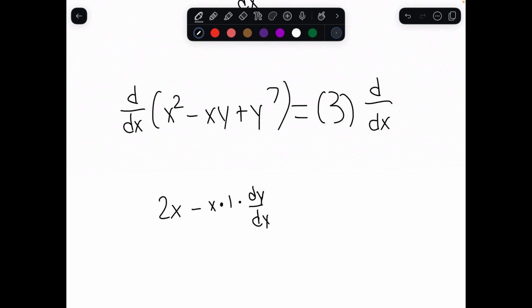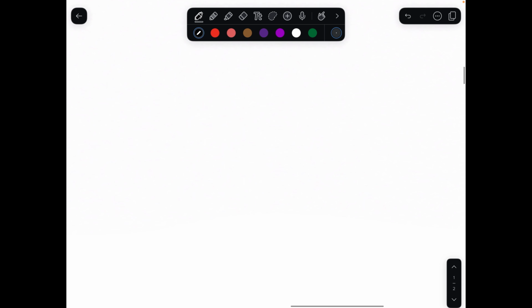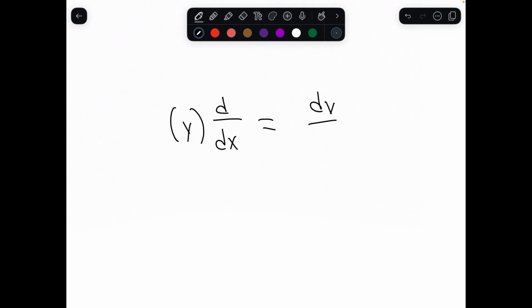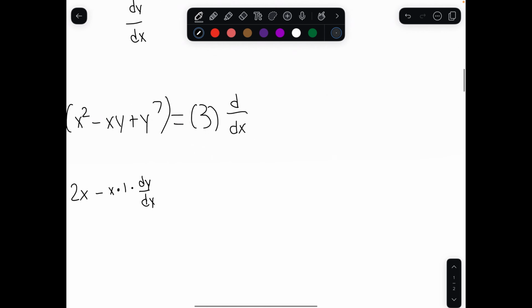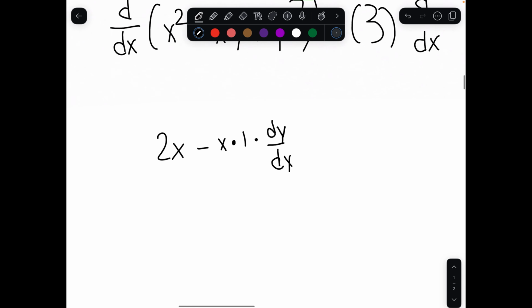Let me explain why again. If you were looking at only y and taking the derivative, this would be dy/dx. Since you're taking the derivative with respect to a different variable than y, it doesn't cancel out. So we have to attach this notation when we take the derivative here.